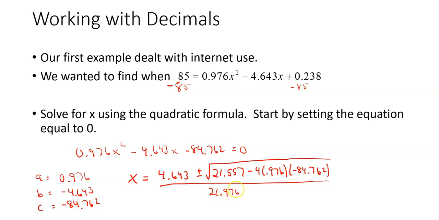So all over 2 times 0.976. Now, as I work through this problem, I'm going to simplify under the radical first and work my way from there. So if I throw this all in my calculator, 21.557 minus, in parentheses, 4 times 0.976 times negative 84.762, I come up with 352.468, then take the square root of it.